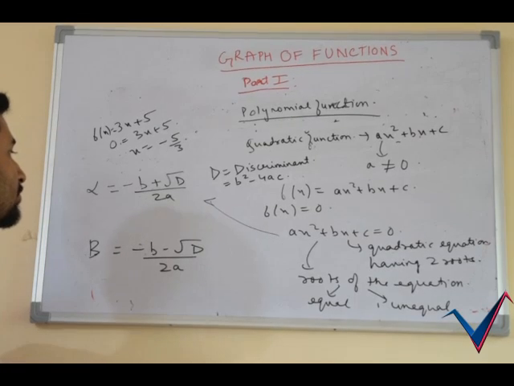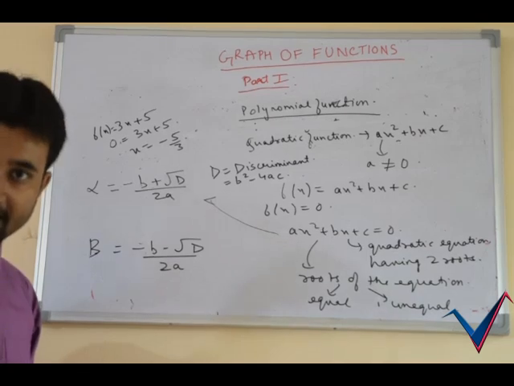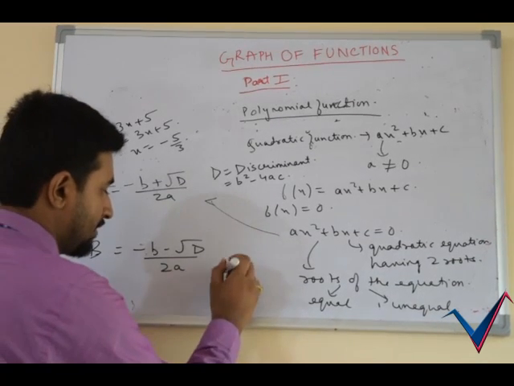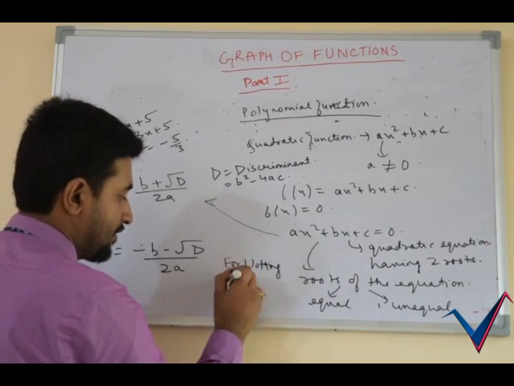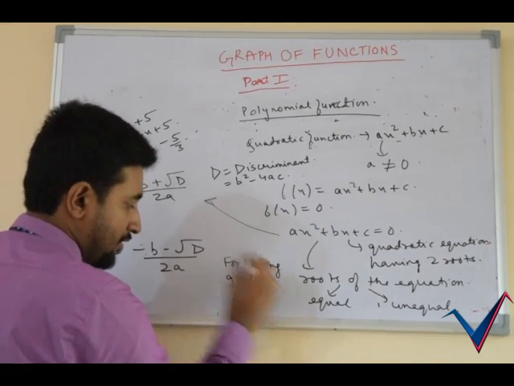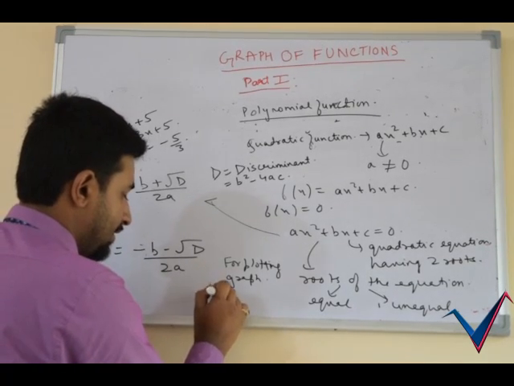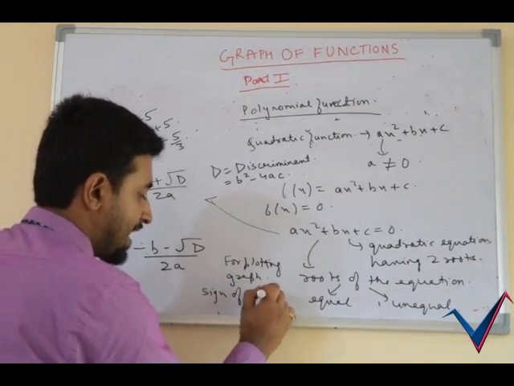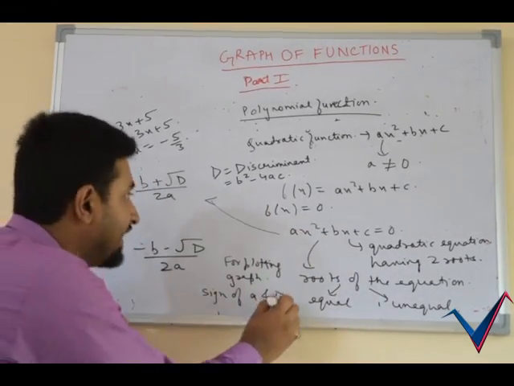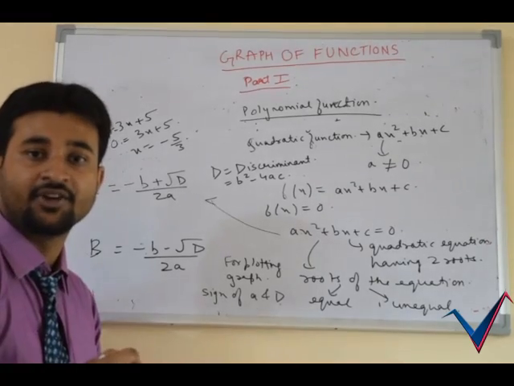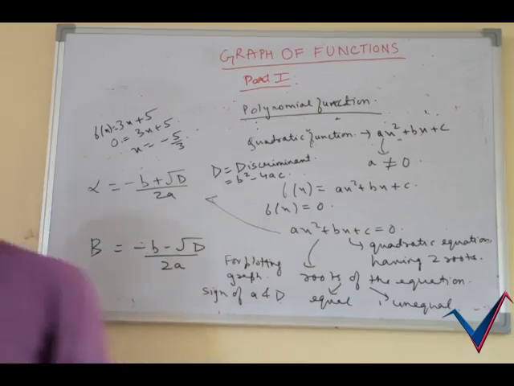So for plotting the graph, the two main things required are the sign of a and d. What is a? The coefficient of x square. And what is d? d is the discriminant. We will see how d and a are important for plotting the graph.